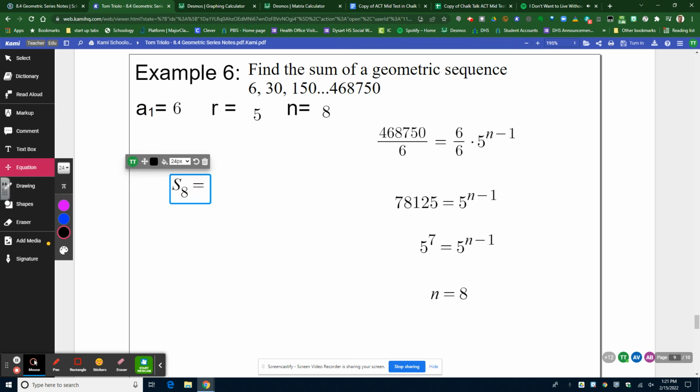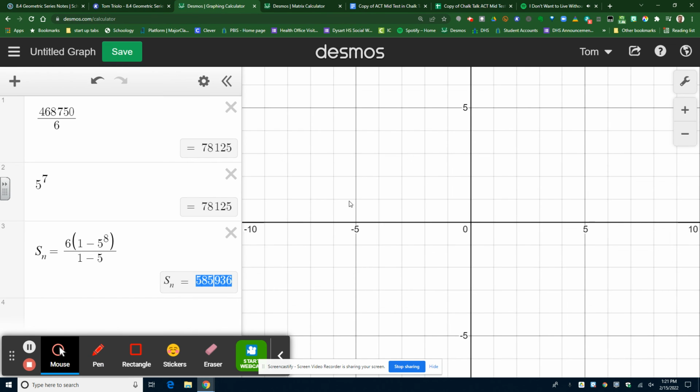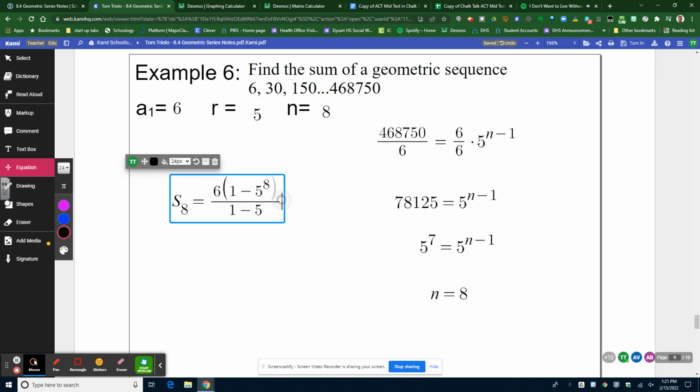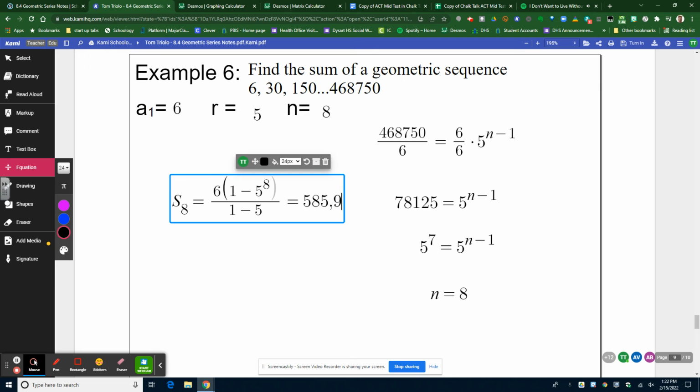is equal to my first number, which is 6, parentheses, 1 minus r, which is 5, to the power of 8, all over 1 minus 5. And if I plug that into Desmos, I end up with 585,936. Okay, this is like the one we did yesterday. Okay, the next one's a word problem.